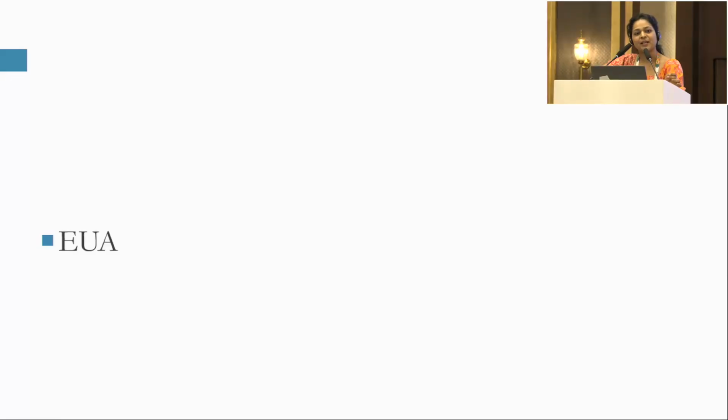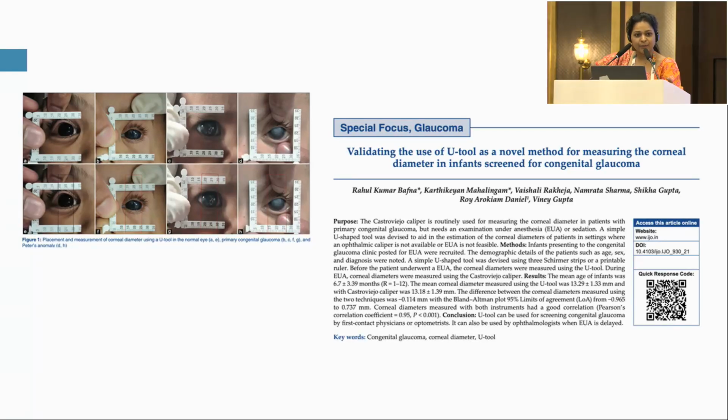Examination under anesthesia plays a key role in making us understand the characteristics that the patient presents with. But many a times we do not have this facility in private practice or maybe in a community setup where one may be working. So there are some tools which can help us know the characteristics of a baby with glaucoma, even at a center where the EUA facility is not there. So this was a simple technique for measurement of corneal diameter.